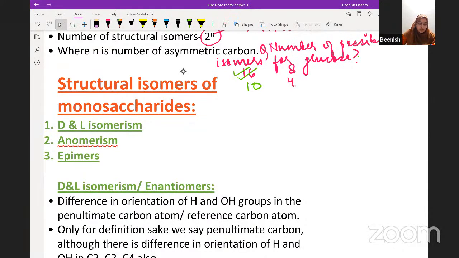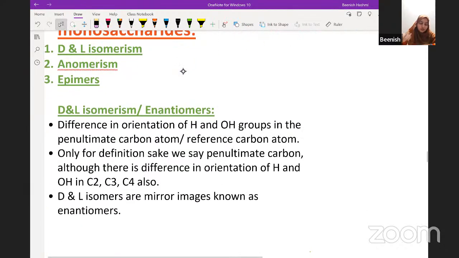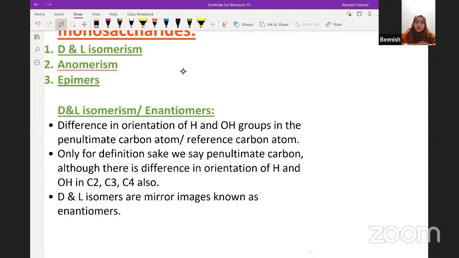So the different types are D and L isomerism, anomerism, and epimers. Let's talk about D and L isomerism, which is also known as enantiomers. D and L isomers are also known as enantiomers. The difference is in the orientation of H and OH groups in the penultimate carbon atom, or the reference carbon atom.